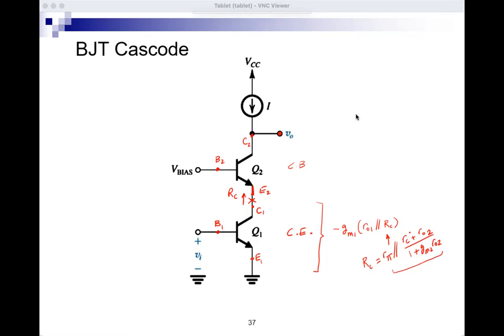What is small rc? Small rc is whatever is between the collector of Q2 and ground. What do I have in this case? I have this current source. And if it's ideal, then small rc would go to infinity. If it's not ideal, small rc would be RO of I source. So we plug this value here. In case the current source is ideal, this will go to infinity and RC will be just r pi, if I is ideal.